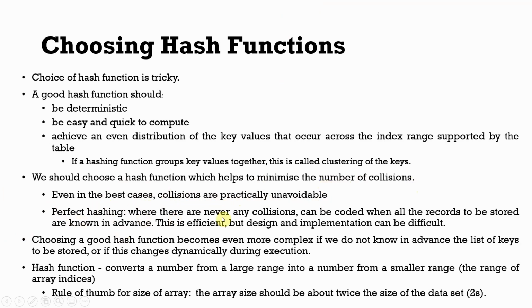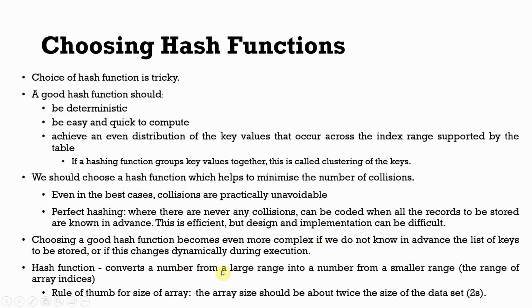Perfect hashing is where there are never any collisions. This can be coded when all the records to be stored are known in advance. This is efficient, but design and implementation can be difficult. So most of the time we can't reach perfect hashing. Choosing a good hash function becomes even more complex if we do not know in advance the list of keys to be stored, or if this changes dynamically during execution. So if you have a lot of insertion and deletion.